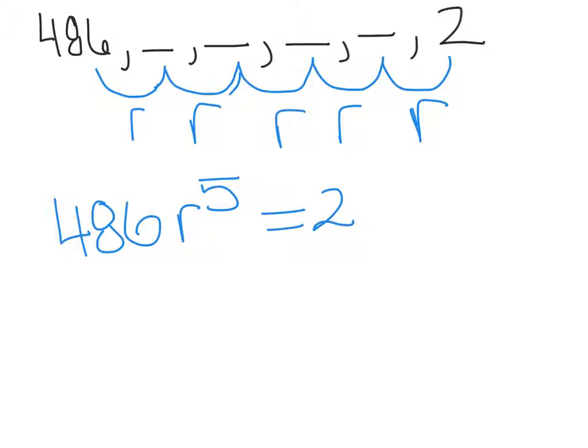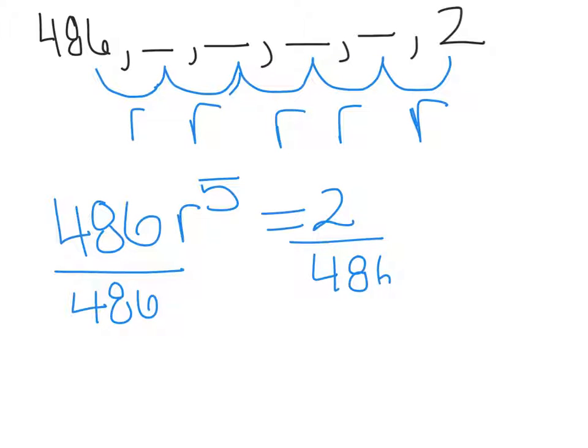So all we're going to do is just a little bit of math. I'm going to first need to get r by itself. So to do that, I need to divide by 486 on both sides. So if you type in the calculator 2 divided by 486, it should reduce the fraction for you down to 1 over 243. So you have r to the 5th power equals 1 over 243.